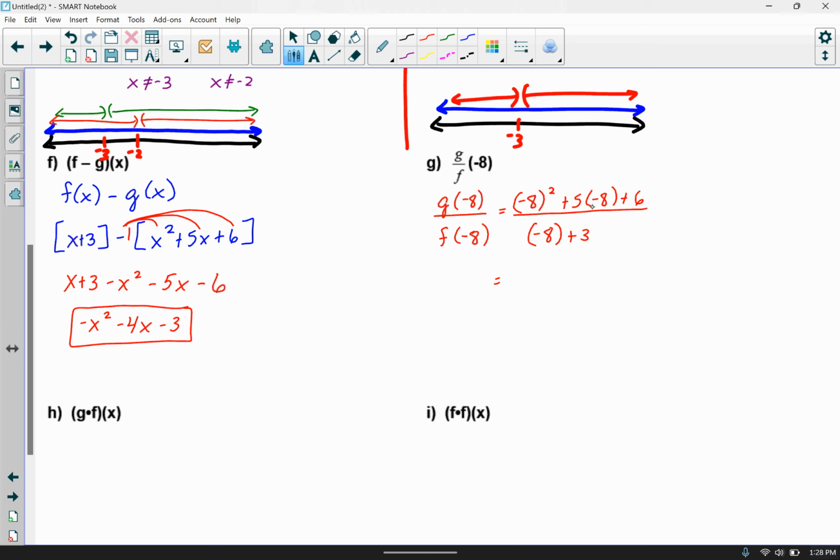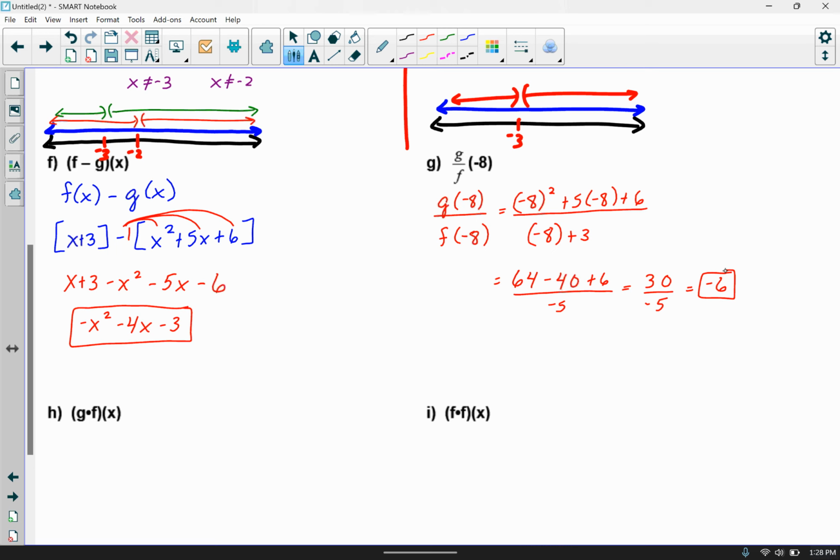You could do one of two things. You could put the top in your calculator all at one time, put the bottom in your calculator all at one time, get separate answers, and then divide. Or I'm just going to work through it, just burn a step here. -8 squared will give you a positive 64 minus 40 plus 6. And then on the bottom, -8 plus 3 is going to give me what, -5? Clean up top, that'll land you at 30. 30 divided by -5 puts you at a final answer of -6.